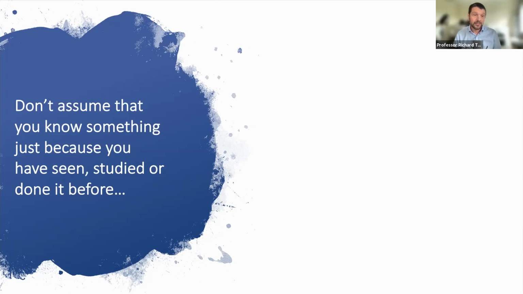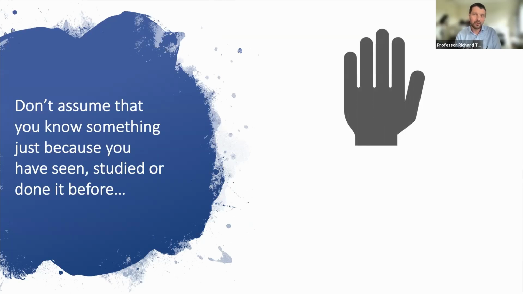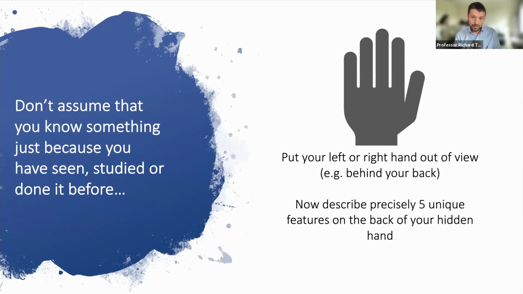Also remember this, don't assume that you know something just because you've seen, studied, or done it before. And here is a simple example that might help you to conceptualize this. Consider your hand and the back of your hand. So consider the back of your hand. Now put that hand, either left or right hand, out of view behind your back. Now, without looking, describe precisely 5 unique features on the back of your hidden hand.